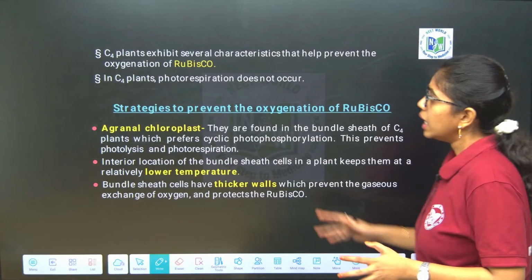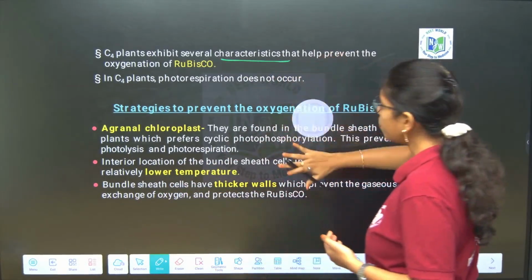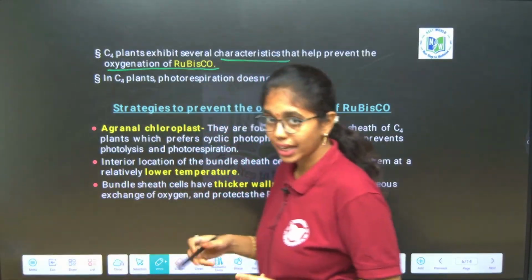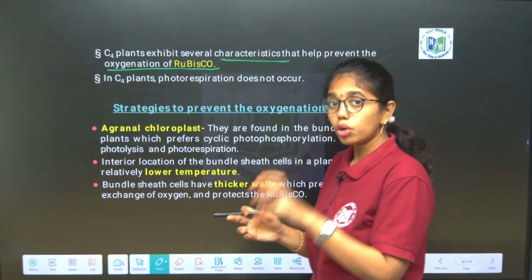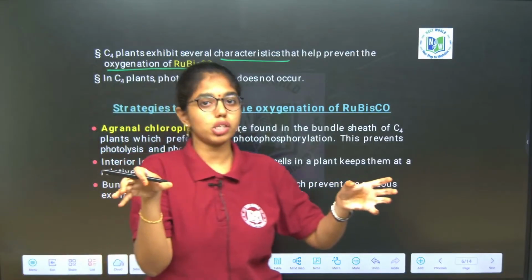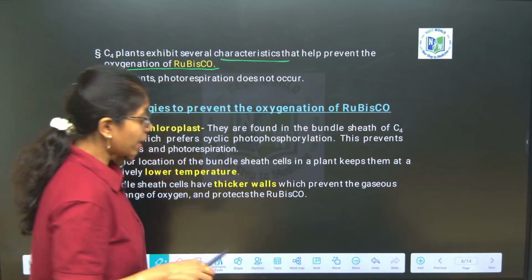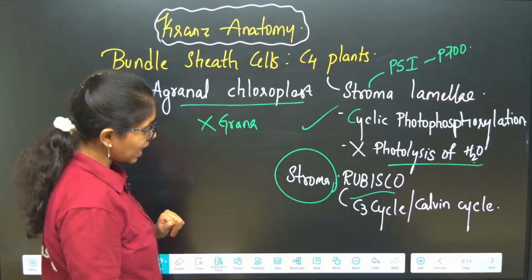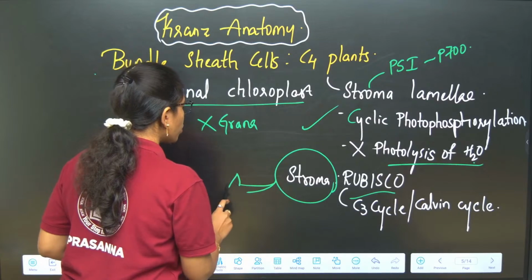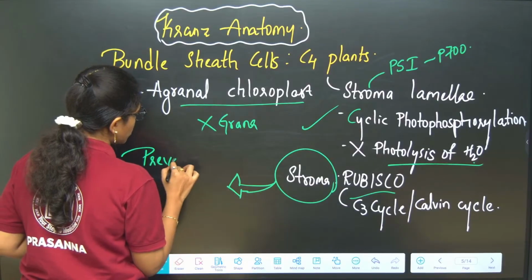So, here if you see, C4 plants exhibit several characteristics that help to prevent oxygenation of rubisco. In C3 plants, we have looked into rubisco showing dual nature, both oxygenase activity and carboxylase activity. When oxygenase is activated, that is conducting photorespiration. But here, because the bundle sheath cells having rubisco are conducting the C3 cycle, this prevents photorespiration.